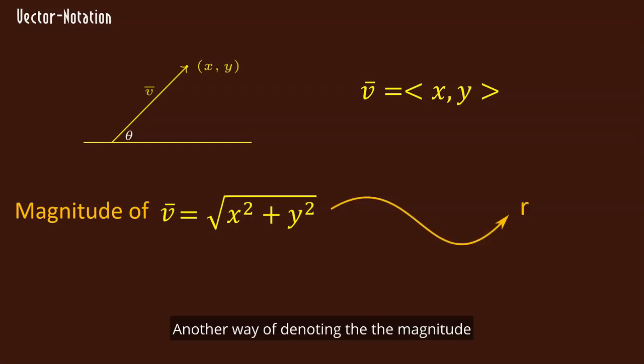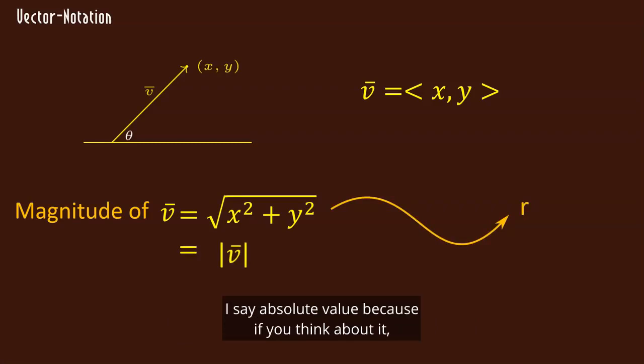Another way of denoting the magnitude is saying the absolute value of v. I say absolute value because if you think about it, absolute value is the length of your number. If you say the absolute value of -3, you get 3 because it's 3 units from the origin. The magnitude is just another way of measuring length or size.